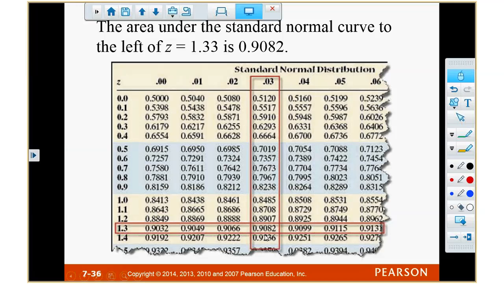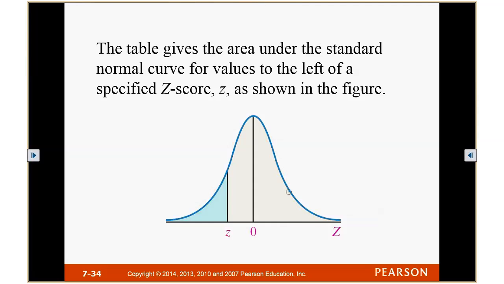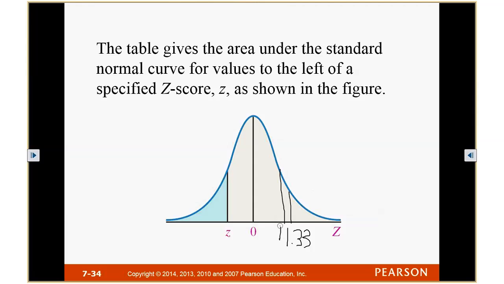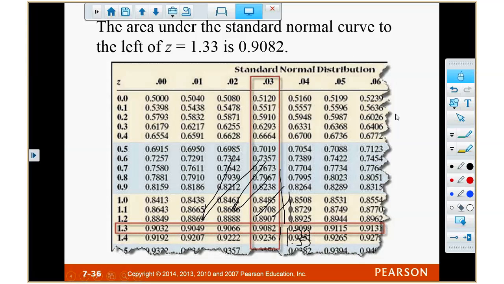How many place values is that? Four. So you know that's an area. So let's go back. If I was to take 1.33, and that's about right in here, how do I know that's 1.33? Because you already got it written out on your sheet that you ran 10 copies of. That's around 1.33 because this right here is 1. So if that's 1, this is 1.33. And the area to the left of 1.33 is what? 0.9082.